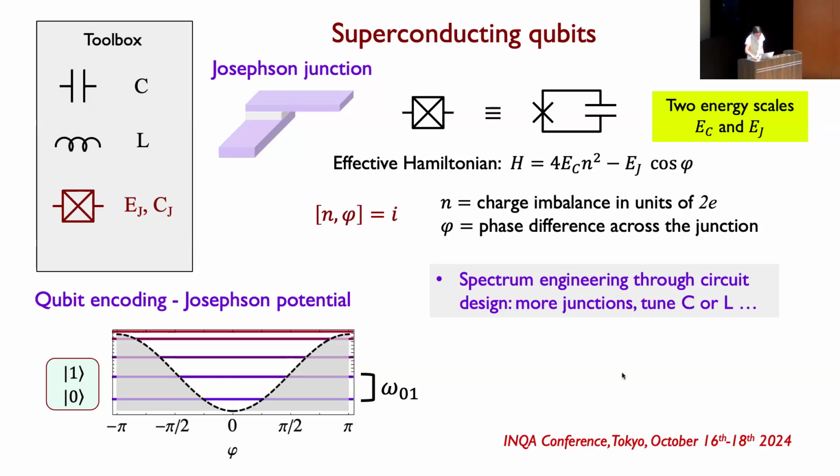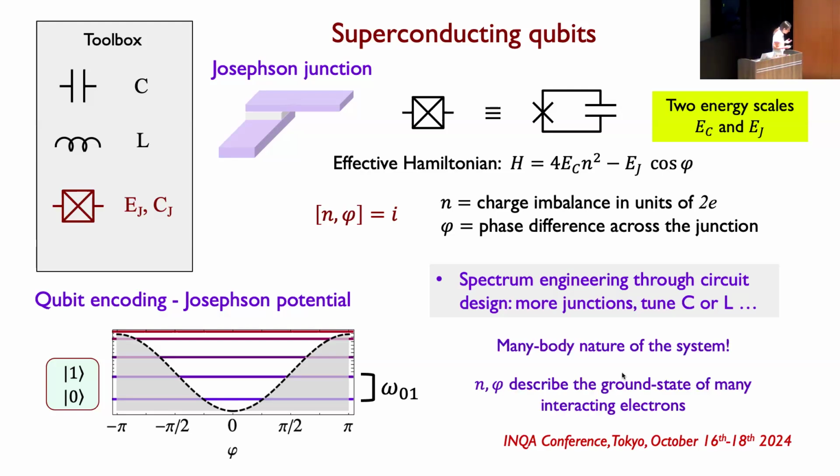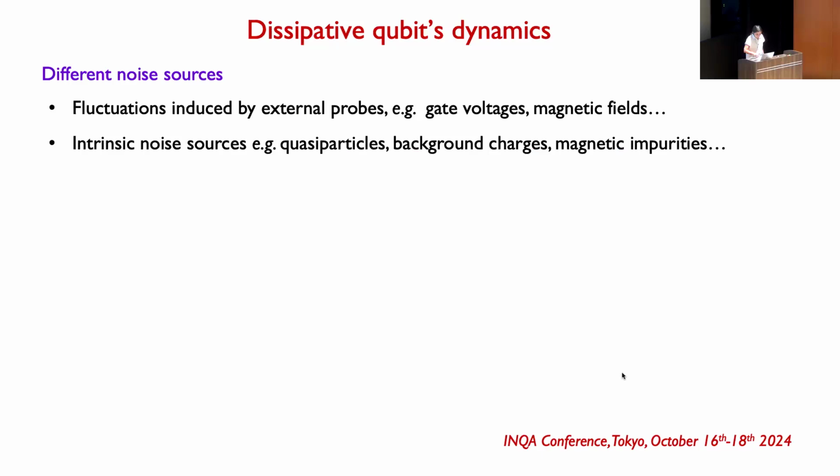But we cannot forget that this system is a many-body system. Namely, the Josephson junction variables n and phi describe the ground state of many interacting systems. It's very complicated, and its many-body nature is exploited to control the properties of the qubit.